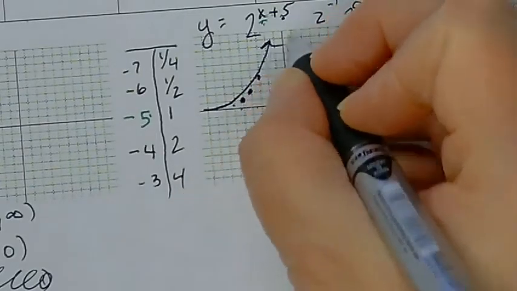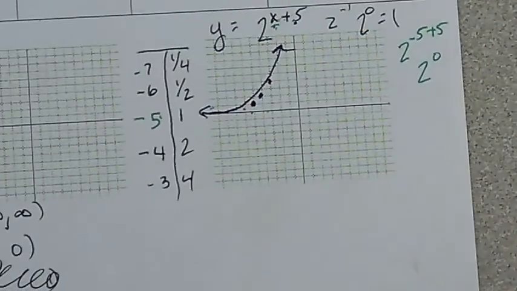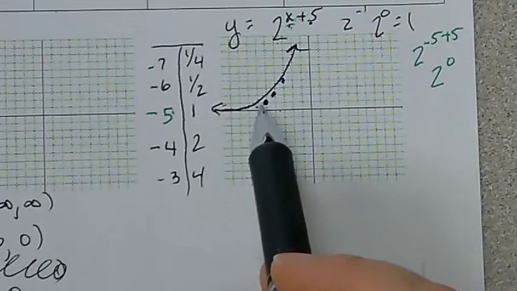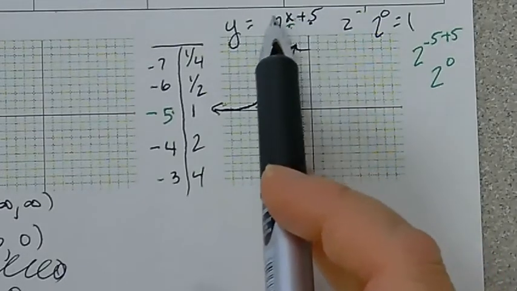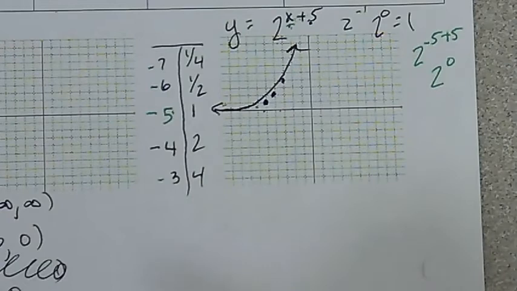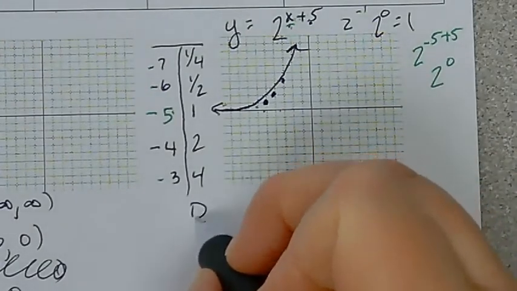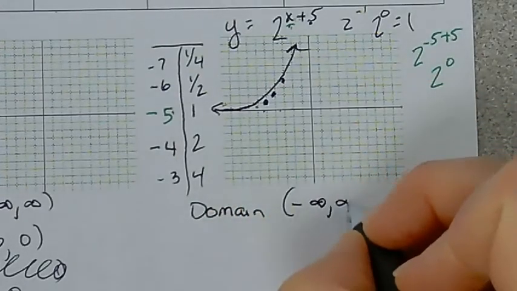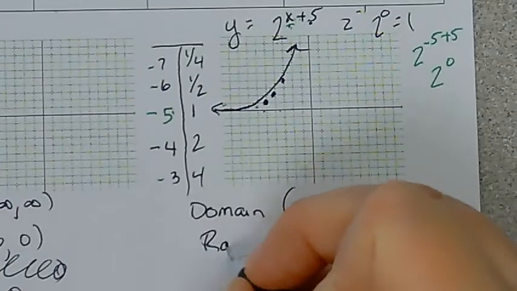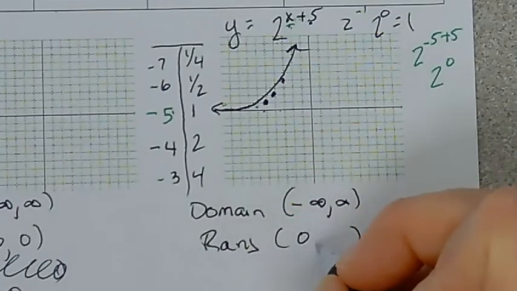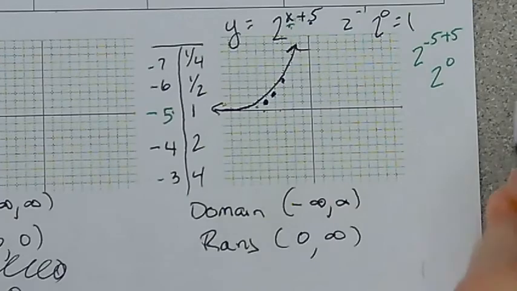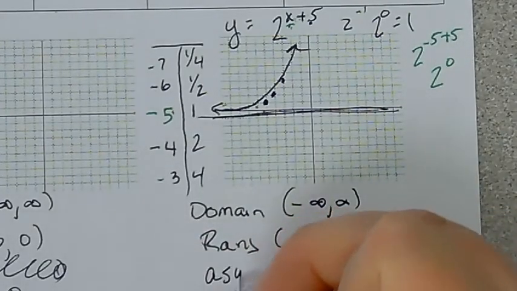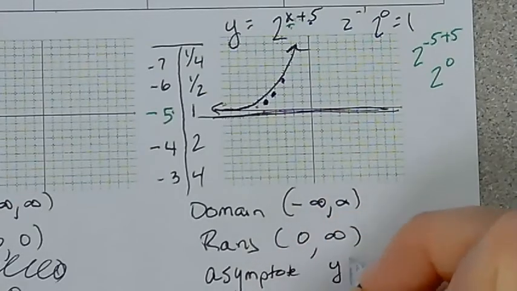So let's take a look at this one. How is this one different from 2 to the x? Well, it looks like it's been scooted over to the left 5 units. So putting the plus 5 with the x moves it to the left 5 units. How's that going to change things? The domain isn't going to change. The domain is still going to be -infinity to infinity. And the range is still going to be smallest y value is 0. Biggest y value is infinity. The asymptote is the same. This thing still isn't going to cross y equals 0, so the asymptote is y equals 0.